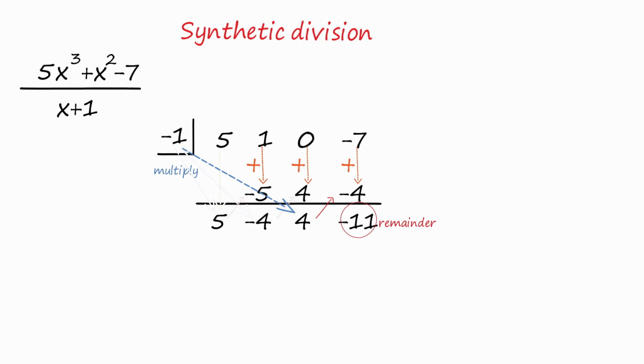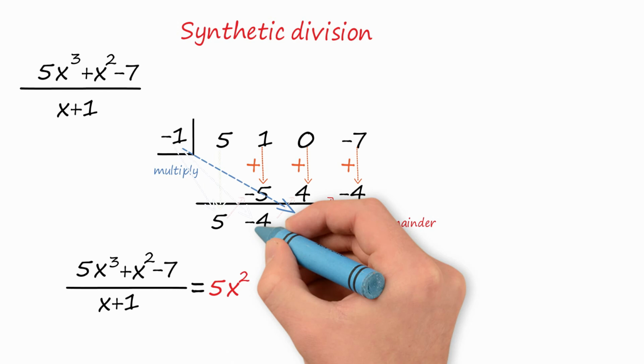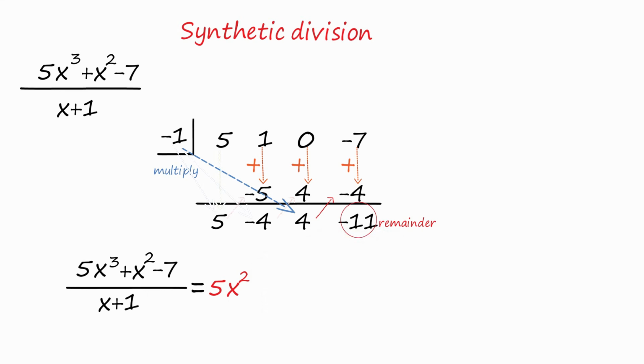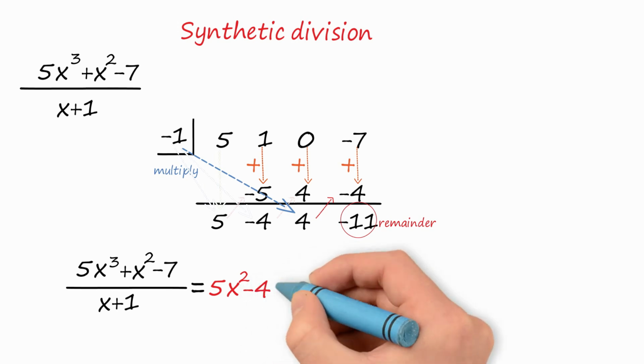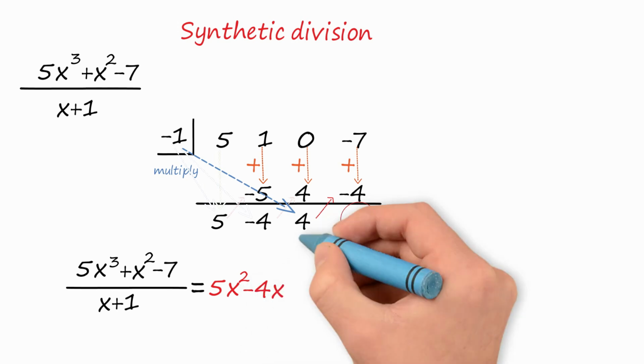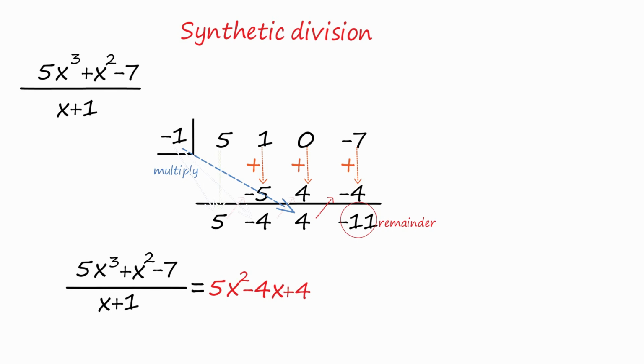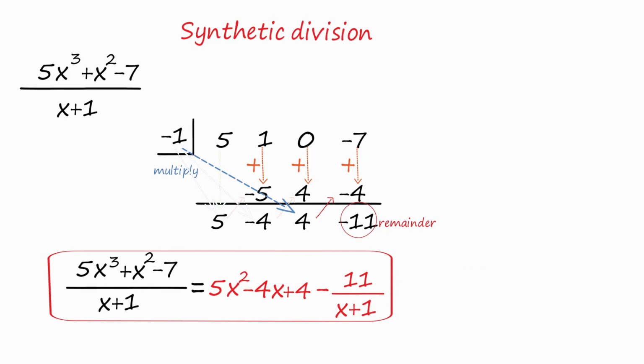The first number in our synthetic division is 5. So our first term is 5x squared. The next number in our synthetic division is a negative 4. So our second term is minus 4x. The third number is a 4. Then our next term is 4, just a constant. And finally, we have a remainder of negative 11. We will just write it as negative 11 over the divisor x plus 1. And that's the answer.